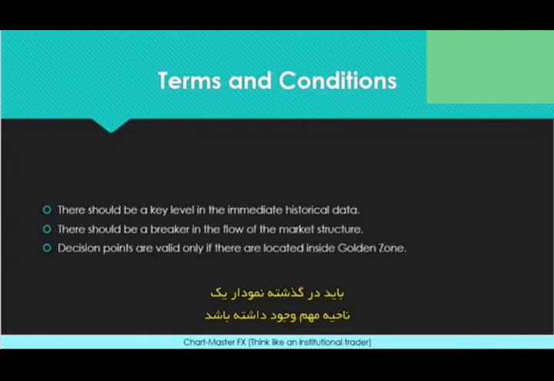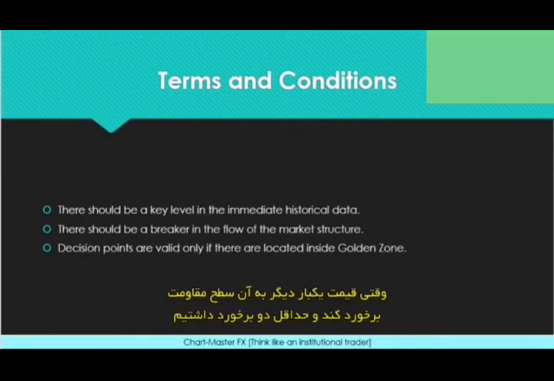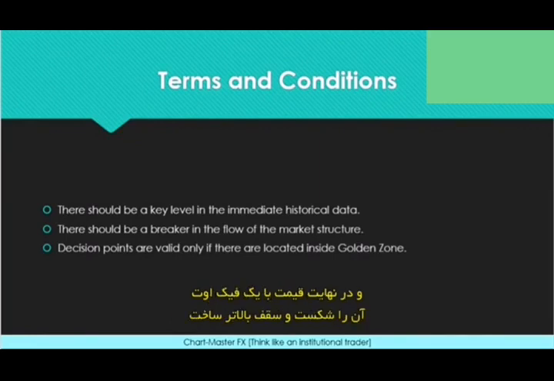There should be a key level in the immediate historical data, as we saw, guys, that there's a key level there when the market created a high. Then once that high is created, there should be at least 2 touches of resistance. Then the price makes a fake out, going to the upside to create a higher high. Once it does that, then we can qualify it as a key level.